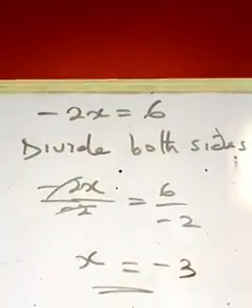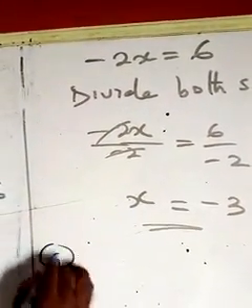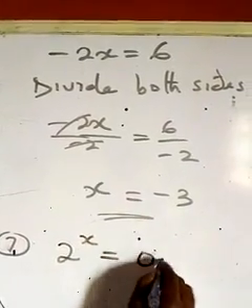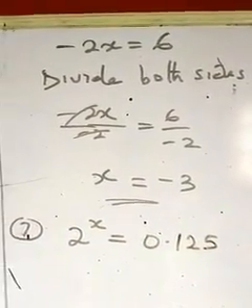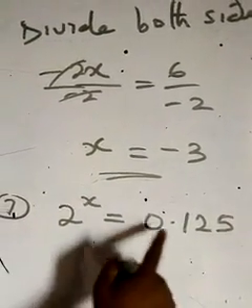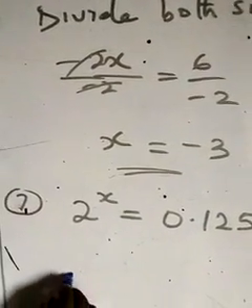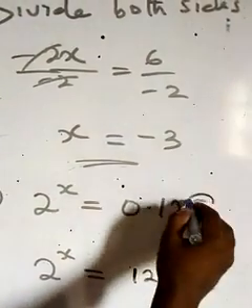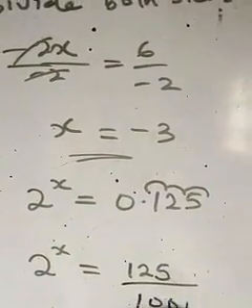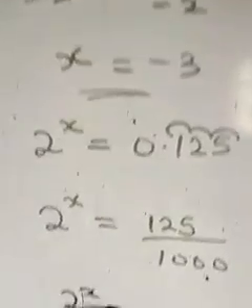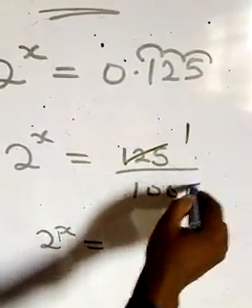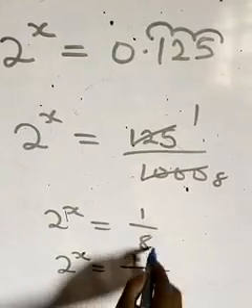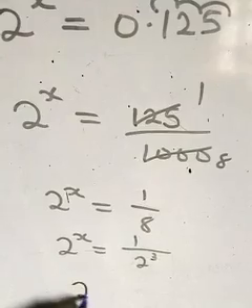Now, the last question here, number 7, the question says 2 raised to the power x equals 0.125. Remember I told you earlier that anytime you have decimal, you convert it to fraction in indices. That is now 2 raised to the power x equals 0.125, which is 125 over 1,000. Now 125 in 1,000 is what? 8. That is 1 over 8. 2 raised to the power x equals 1 over 8, which is written as 1 over 2 raised to the power 3.